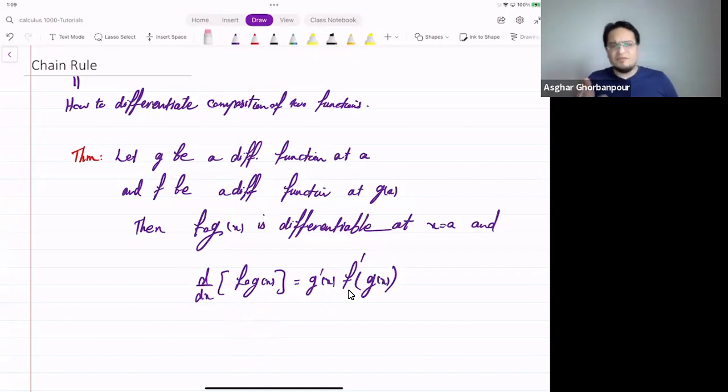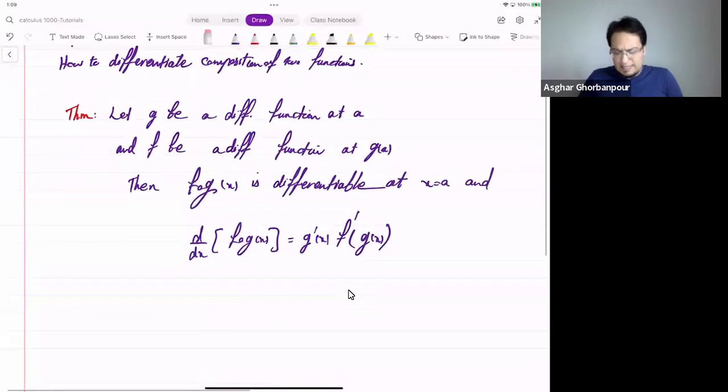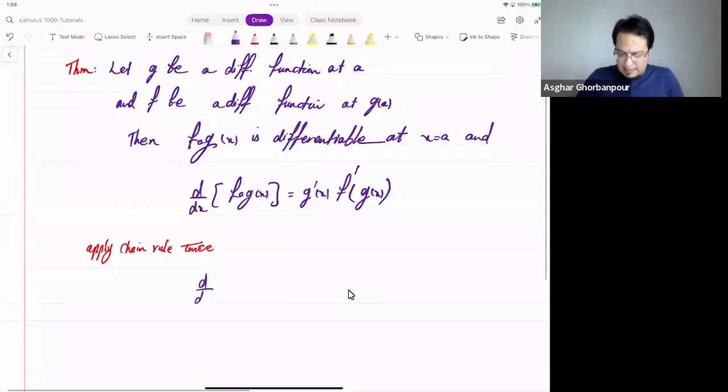Yes, this has different forms to write down, but this is basically the one that gives you the feeling of the chain rule. Apply chain rule twice. And it will give you this thing that shows more where this name comes from.